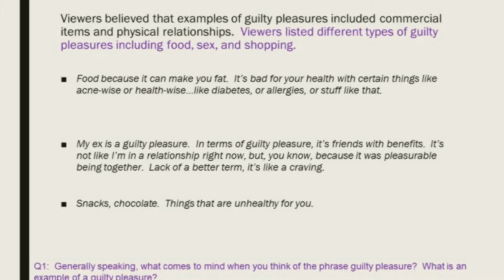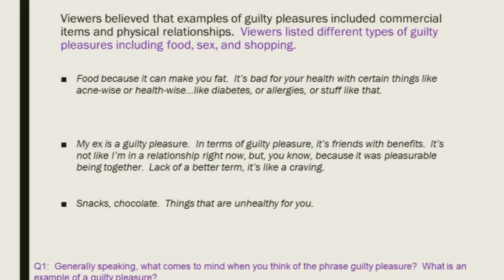So here, this is one way to show results from a focus group. You can see a few things here. For one, at the bottom, I have the question itself. What question was asked to elicit this response? So Q1 at the bottom, generally speaking, what comes to mind when you think of the phrase guilty pleasure? What is an example of a guilty pleasure? Fine. At the top, where there typically is the title, that is your finding.